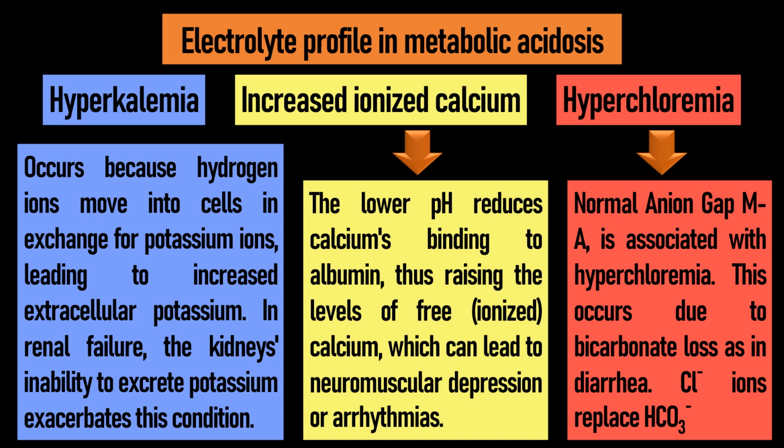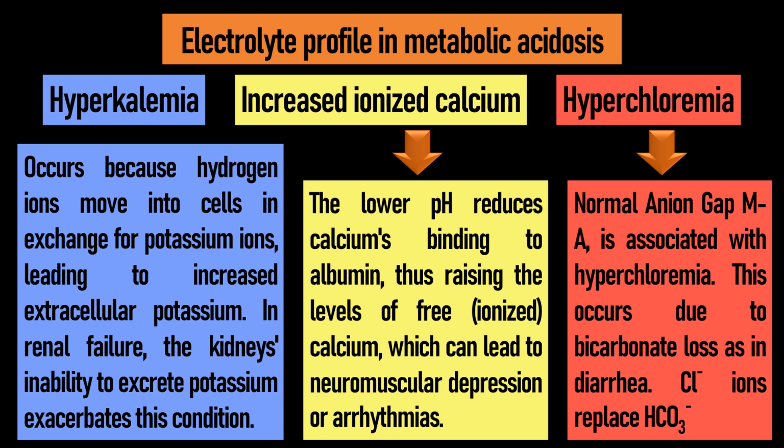Electrolyte profile in metabolic acidosis includes hyperkalemia, high levels of ionized calcium in blood, and hyperchloremia. Metabolic acidosis is often associated with hyperkalemia, that is, elevated potassium levels. This occurs because hydrogen ions move into cells in exchange for potassium ions, leading to increased extracellular potassium. In renal failure, the inability of the kidneys to excrete potassium exacerbates this condition.